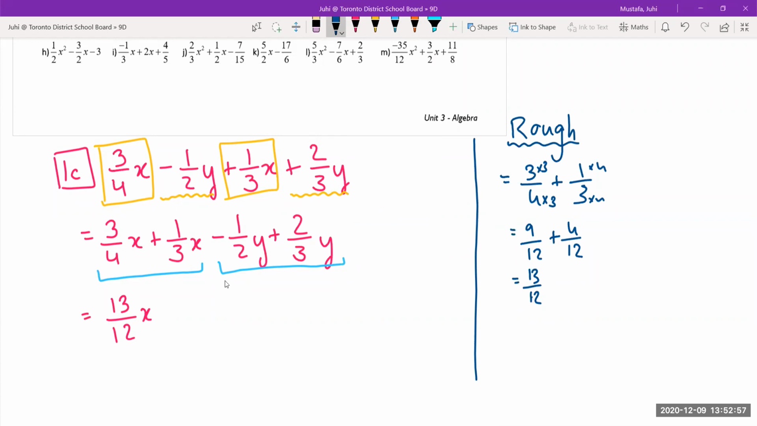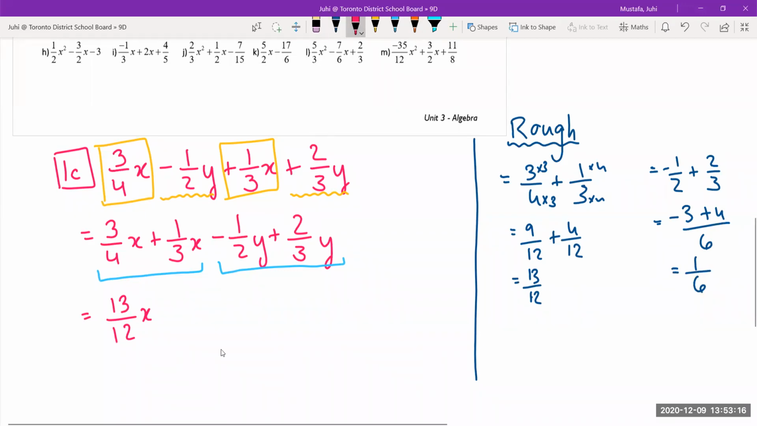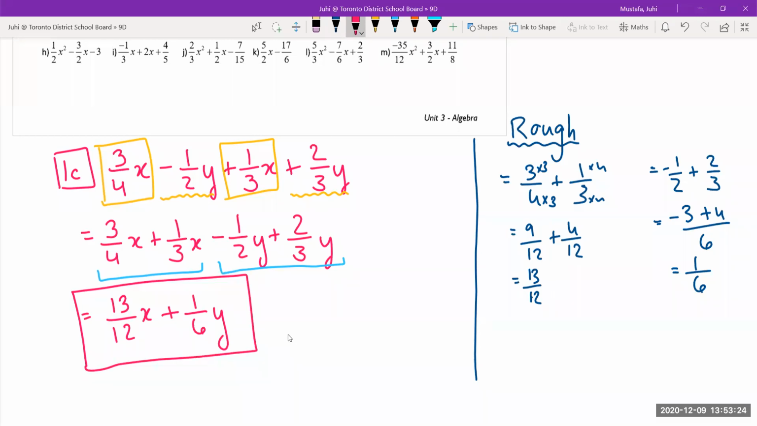Okay, and then I'm going to do the same thing over here. Remember, this sign goes with this number. So it's actually negative a half plus 2 over 3. Don't ignore the signs. Whatever the sign is, it sticks to that number. So this will be negative 3 plus 4 over 6, which will be 1 over 6. So our final answer here is going to be plus 1 over 6y. When you get to a final answer, you should ask yourself, well, can I add or subtract these numbers? And you're going to notice that it's an x and a y, and these are unlike terms. So you cannot simplify unlike terms. That would be your final answer.